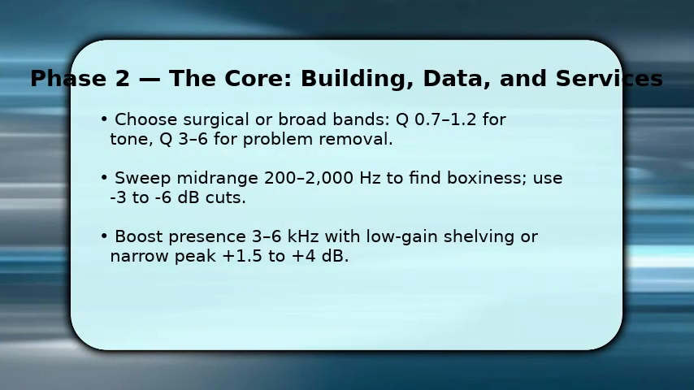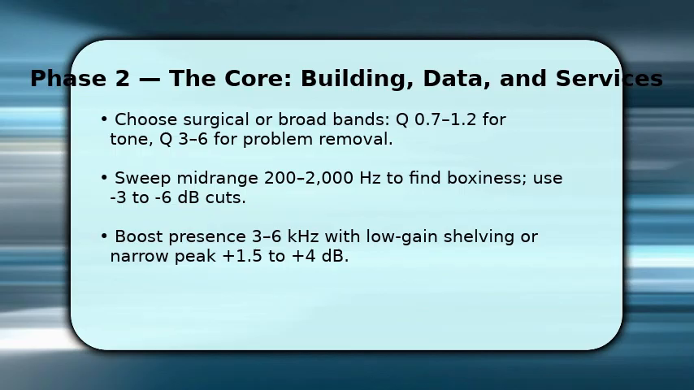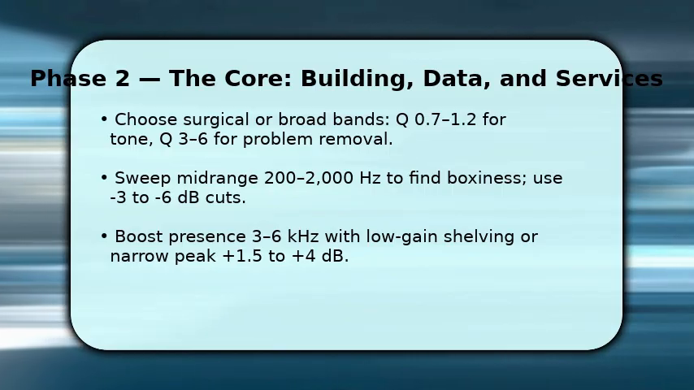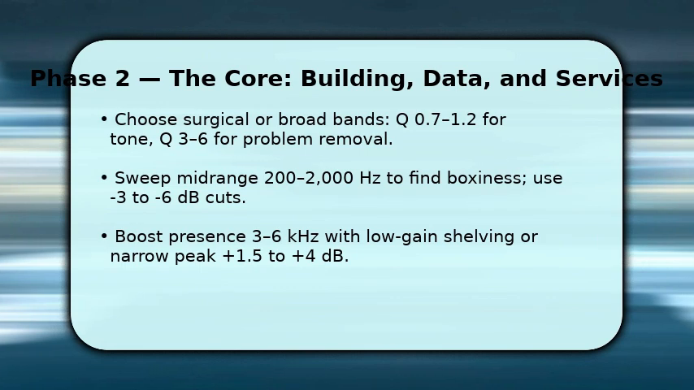You now execute the detailed EQ steps that shape the mix. Start by selecting the type of band, broad for tone, narrow for problems, because each solves different issues. Once you identify a frequency, sweep slowly between 200 and 2,000 Hz to locate boxiness, then apply a cut of 3 to 6 dB with a higher Q. Make subtle presence boosts around 3 to 6 kHz, using low gain so clarity improves without harshness. As you work, bypass the plugin to compare and trust your ears.